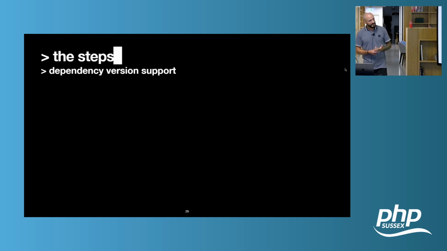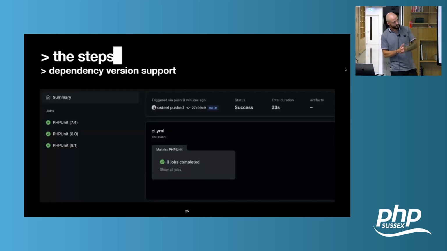Okay. Once you've done that, you save the file, you commit the file, you push the file. And then on the GitHub repository, you've got this Actions tab. So you click on that, and after a few seconds, this is what you should see. What that means is that the job was run for each of these PHP versions, and each time it was successful.